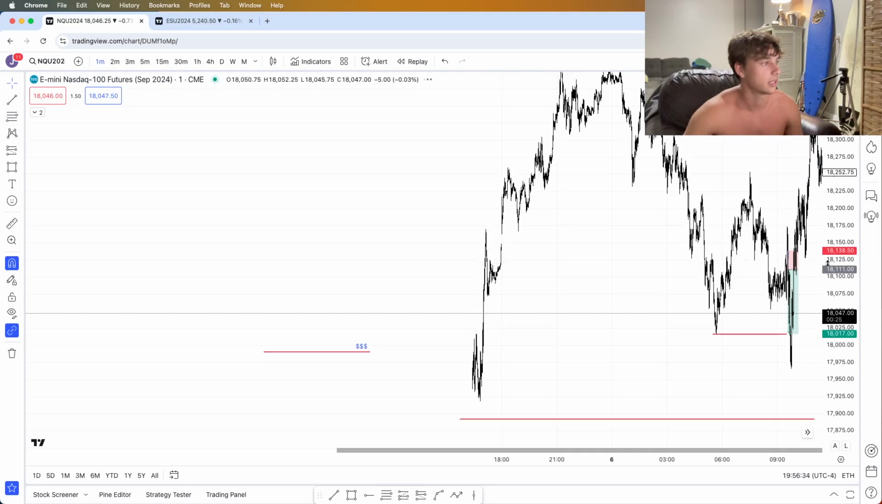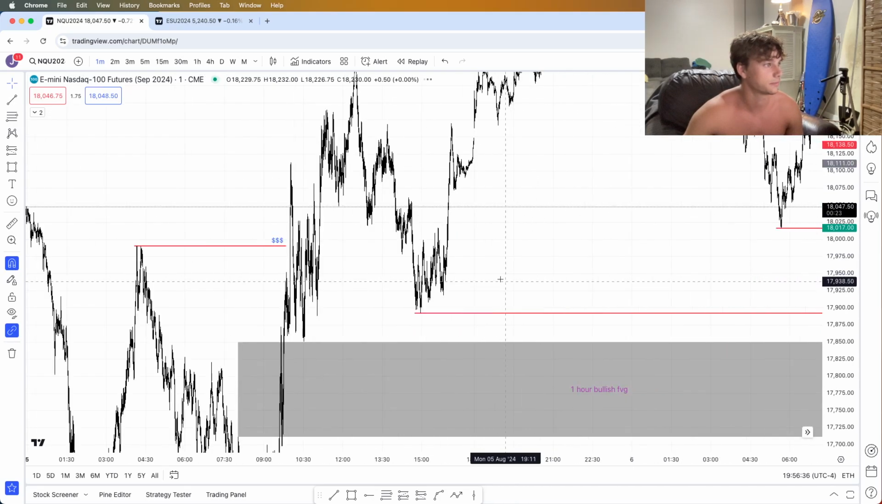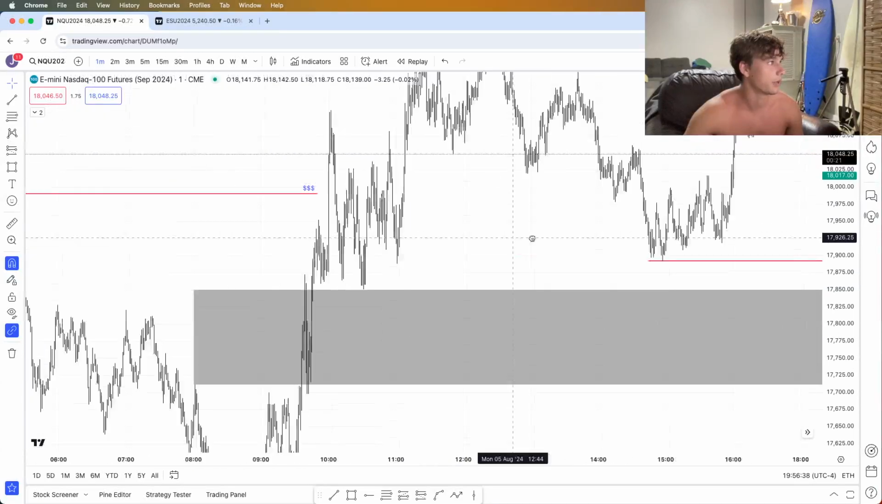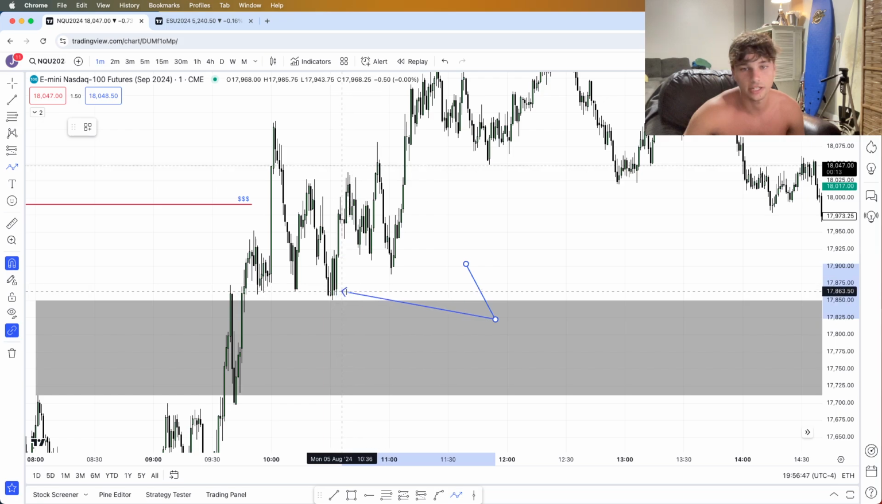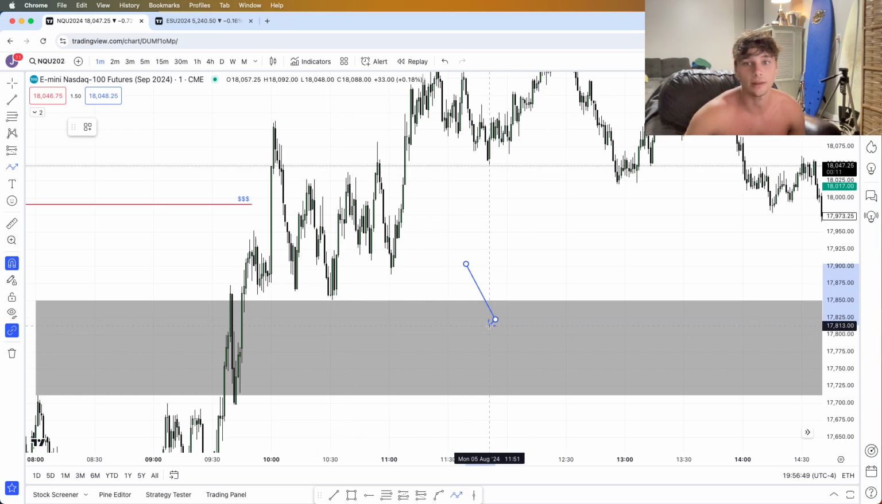So if we're looking at this 1 hour imbalance here, this 1 hour imbalance makes sense because we have all these stacked lows that we would be sweeping. If we came down and swept this low over here, we would come down into a bigger time frame imbalance to then push price higher, right?